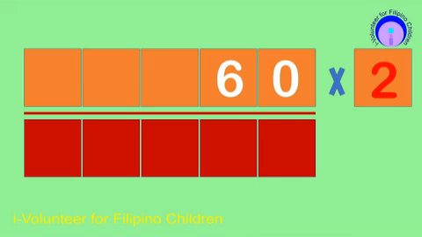Just remember, if your neighbor is less than 5, no need to worry. Just double the digits.